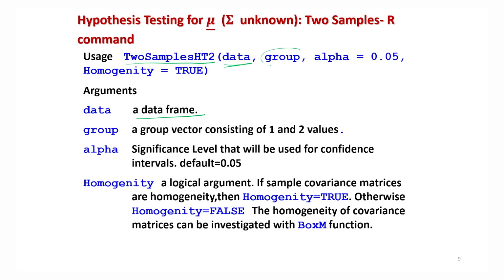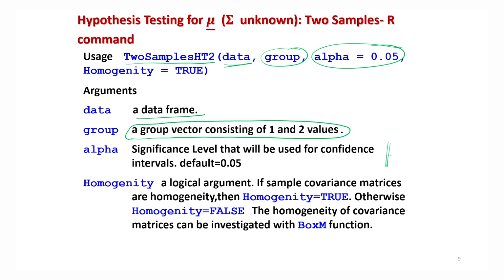And then you have to define here a group. This group vector holds the values 1 and 2, which indicate which of the observations in the sample are coming from population 1 and which are coming from population 2. And alpha is here the level of significance, as we have used earlier, and then homogeneity equal to true. This indicates that the sample covariance matrices are homogeneous. That is, if the two covariance matrices of the multivariate normal distributions from which the samples have been obtained are equal, then this is called homogeneity.